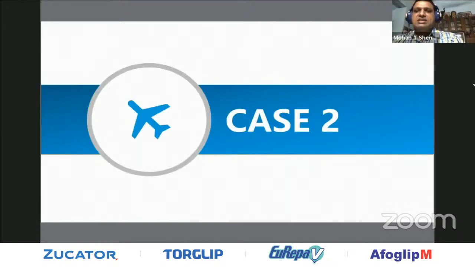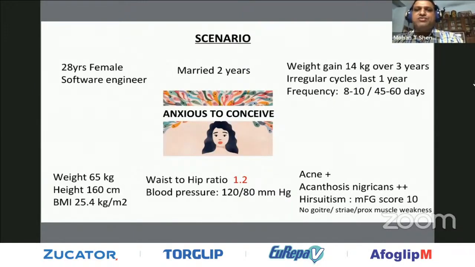Next case, briefly, is a 28-year-old female, a software engineer, married for the last 2 years and planning to conceive. Like the first patient, she has gained weight gradually over 3 years, around 14 kg. The point to note is that she has had irregular cycles for the last 1 year. She was brought to us for evaluation of infertility as well as obesity. She's not that obese, but for the height and weight, the waist-hip ratio is 1.2, which is significant.